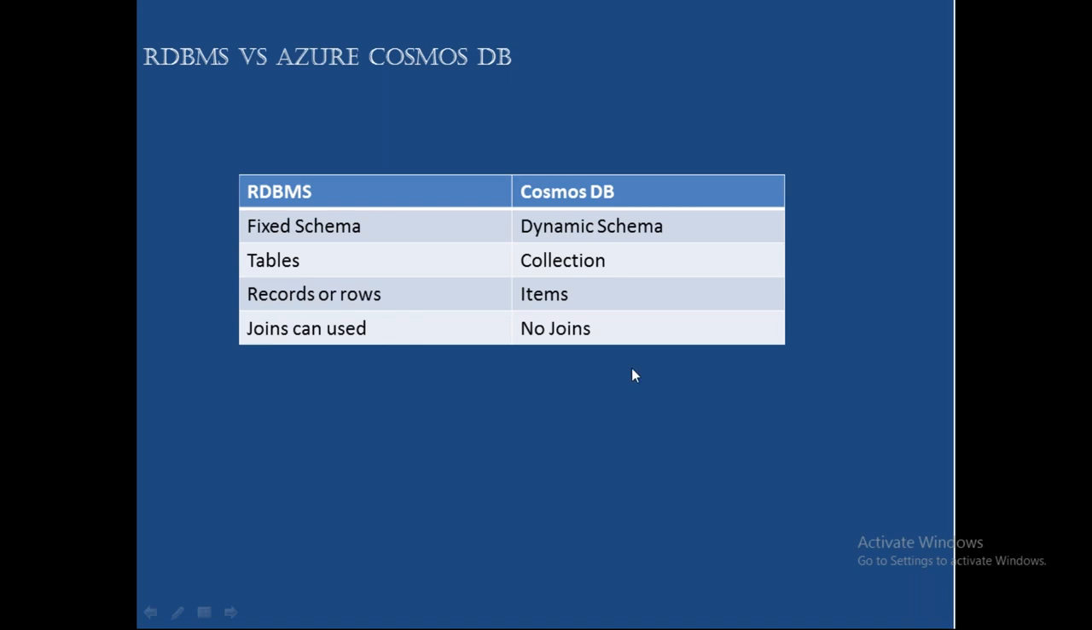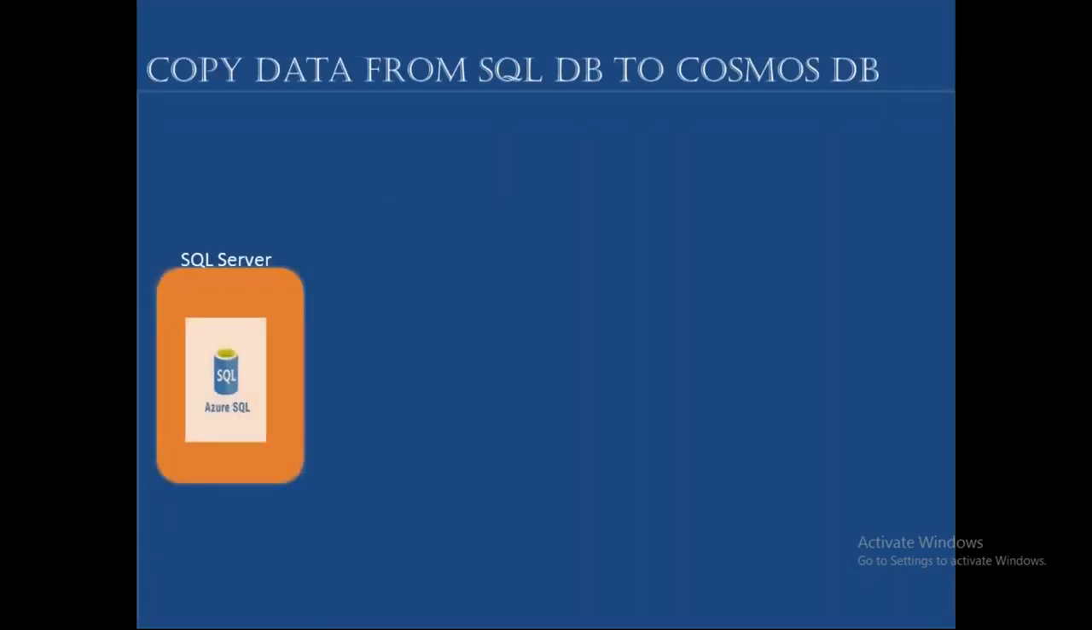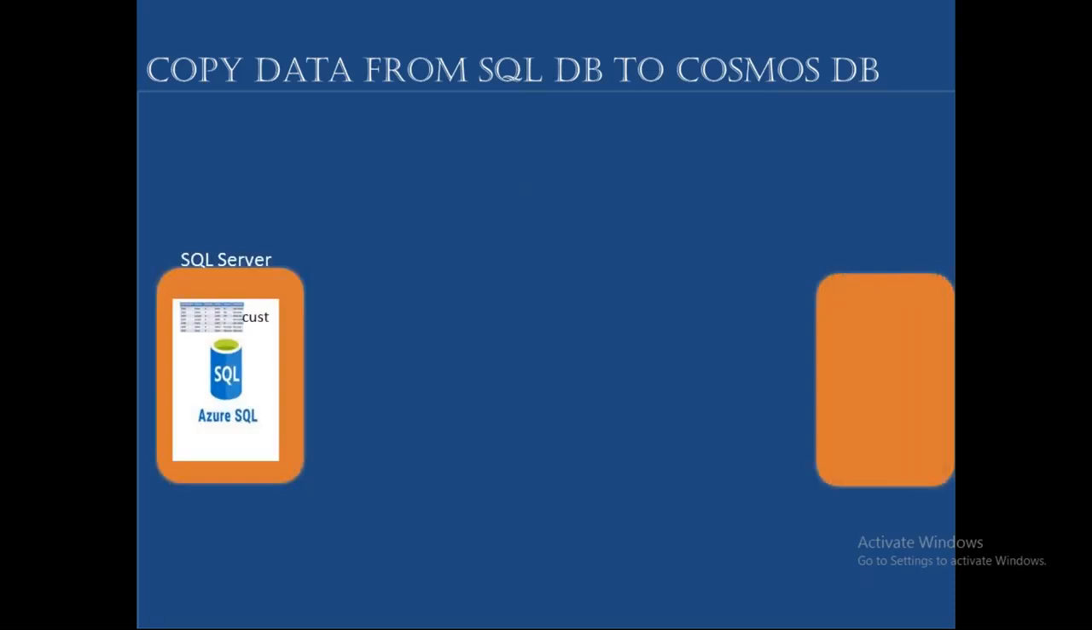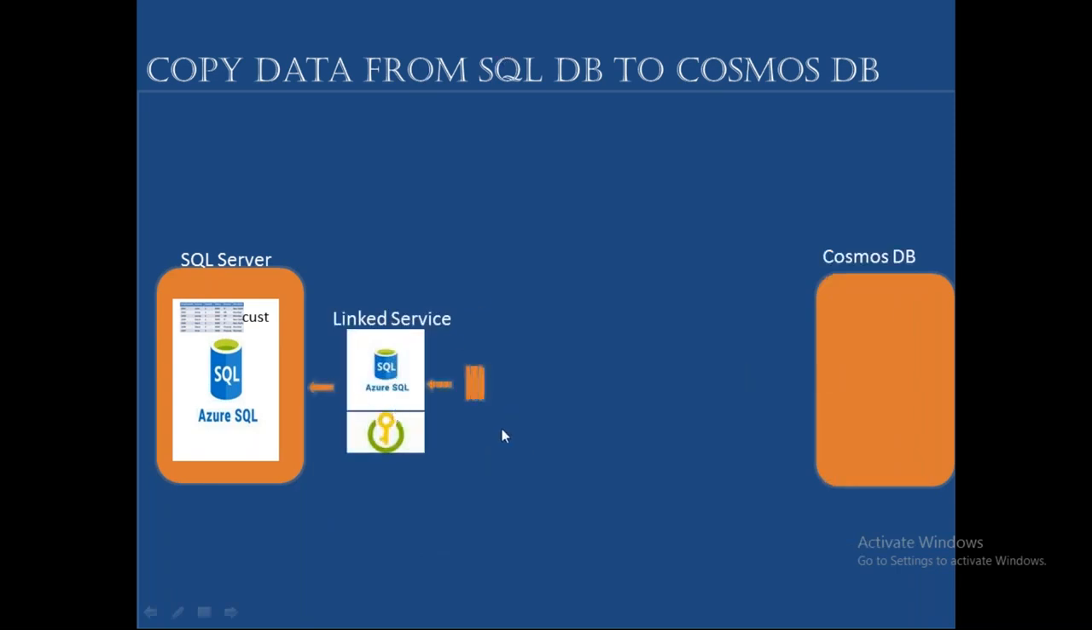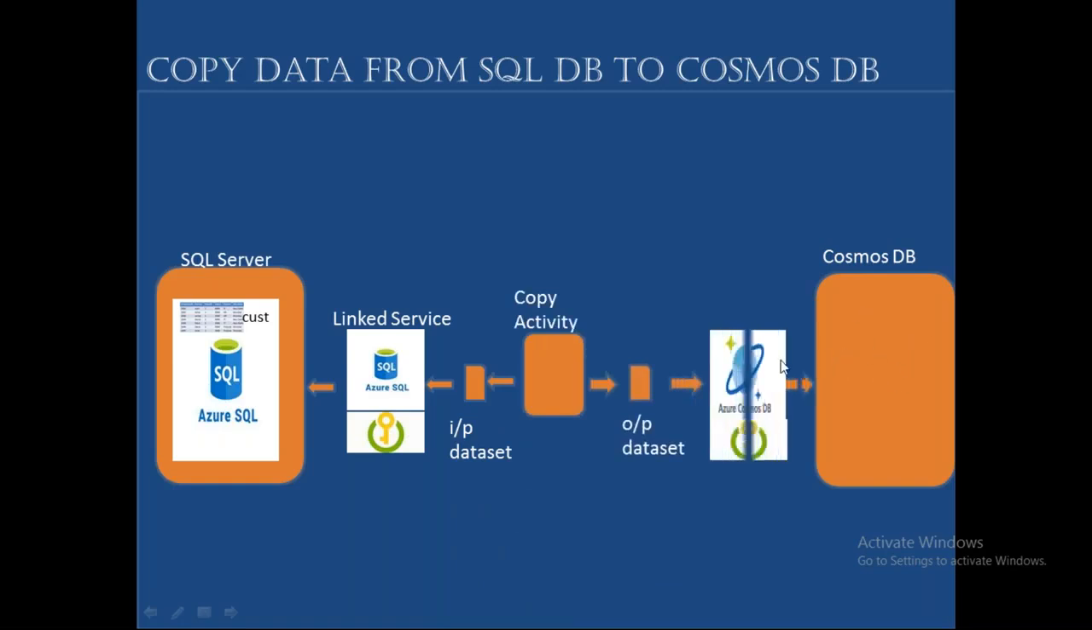Fine. Next, copy data from SQL DB to Cosmos DB. You'll have a SQL server, in that a database, and in the database a table. This data I want to move into Cosmos DB. So first create a linked service for your SQL database. Then create the input dataset. Use the copy data activity. Then the output dataset points to the Cosmos DB container, and you need to create the linked service for Cosmos DB.